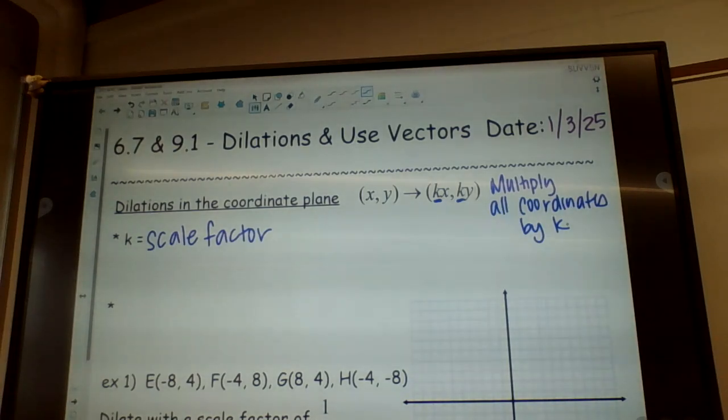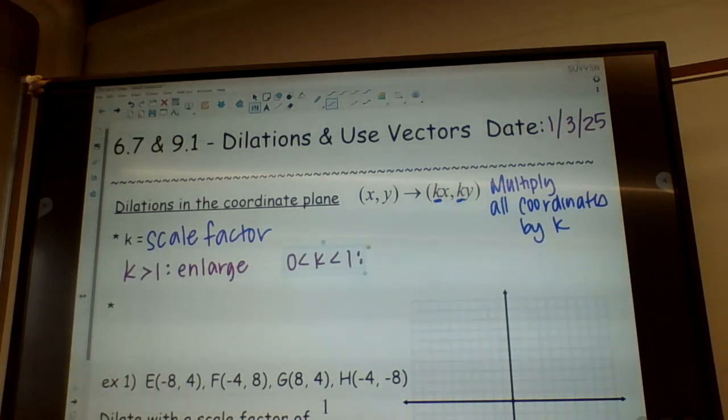Now, depending on our scale factor, it's either going to get smaller or larger. So if k is greater than 1, so it's bigger than 1, it's going to enlarge. So it will be larger. If k is in between 0 and 1, it'll shrink. And so those are inequalities saying whether or not k is larger or smaller or in between.